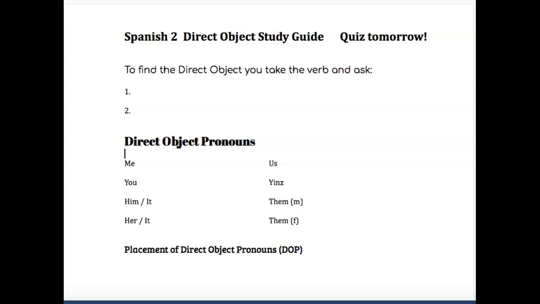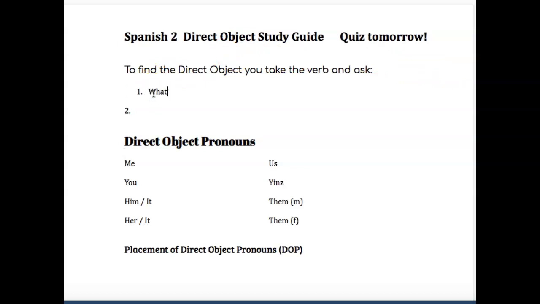So direct objects are, like I said, very common parts of speech in English and Spanish. We use them all the time. So how do you find a direct object in a sentence? Well, you need to find the verb. Once you find the verb, you ask two very specific questions, and they have to be these exact questions or you'll get the wrong answer. So you take the verb and you ask what?